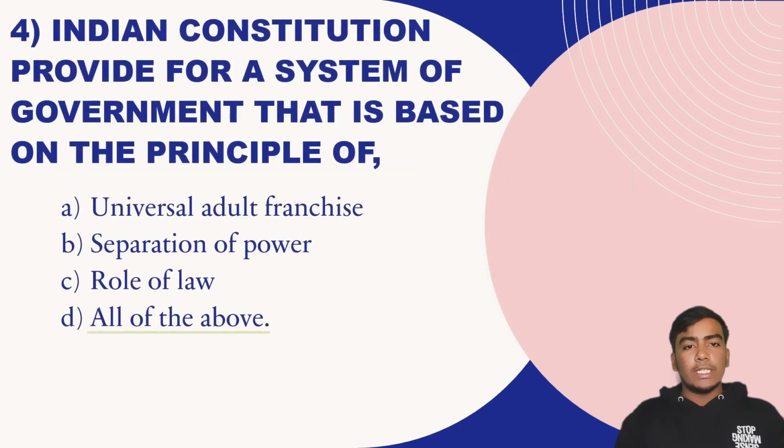So the fourth question is: Indian Constitution provides for a system of government that is based on the principle of A. Universal adult franchise, B. Separation of power, C. Rule of law, and D. All of the above. The correct option is all of the above.